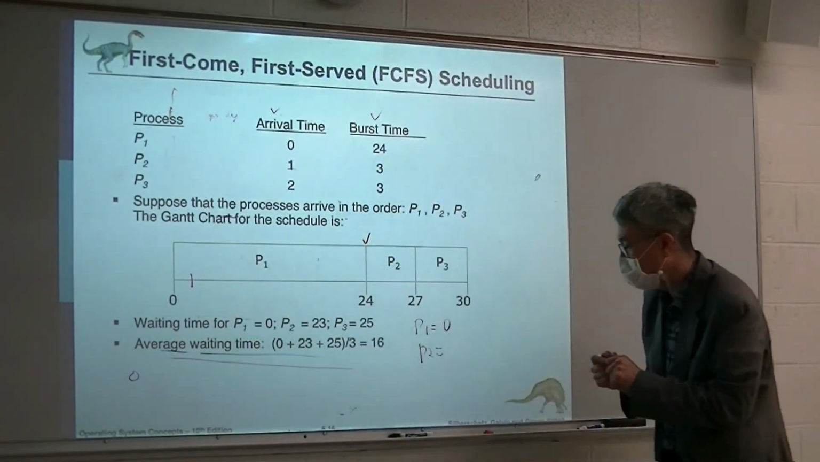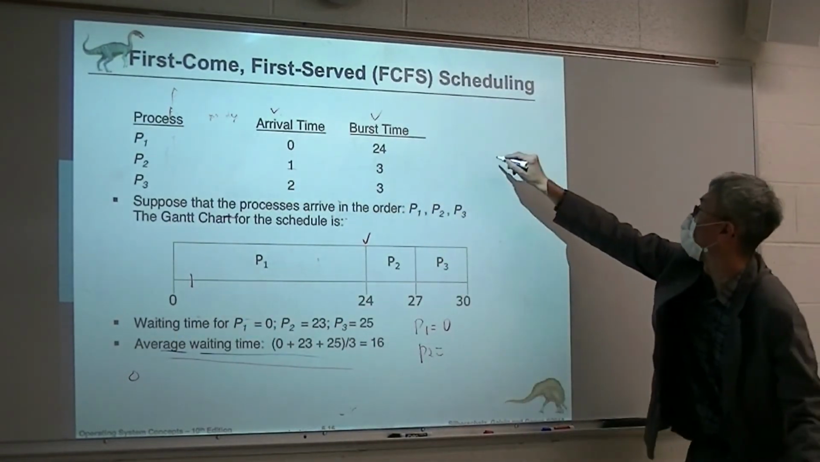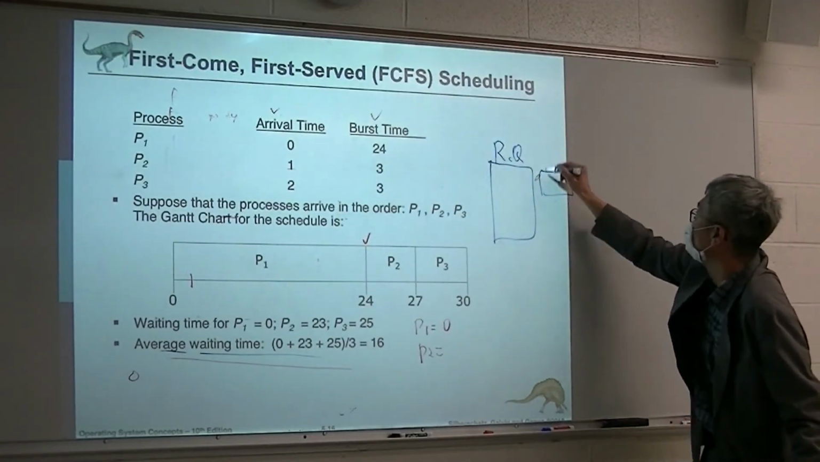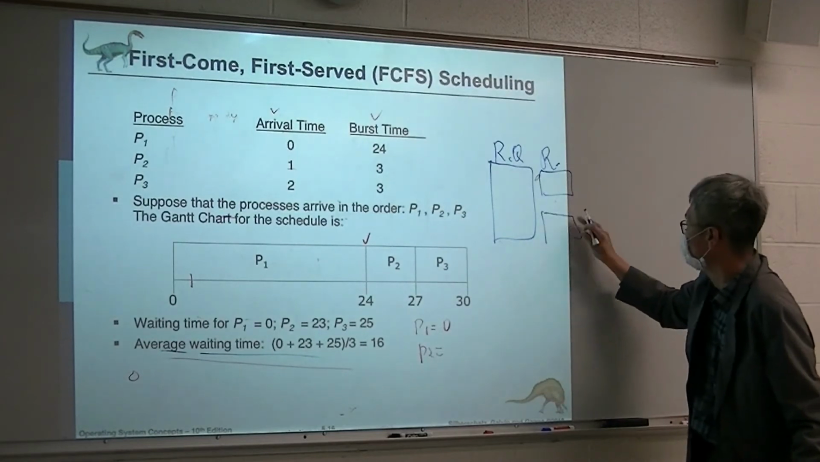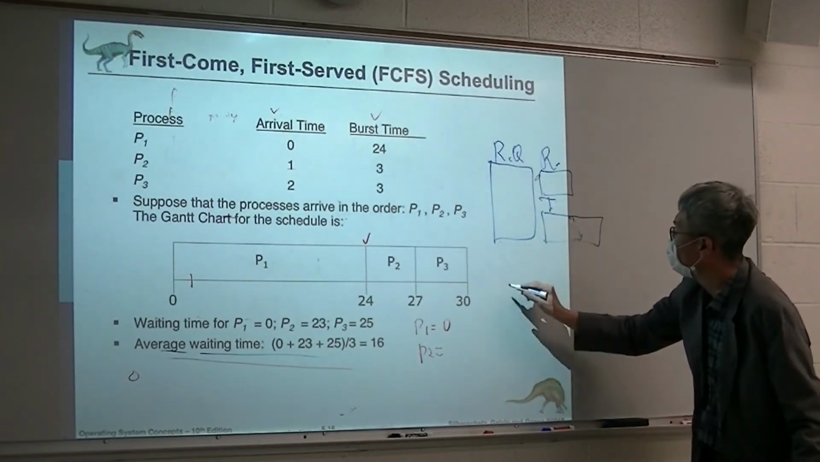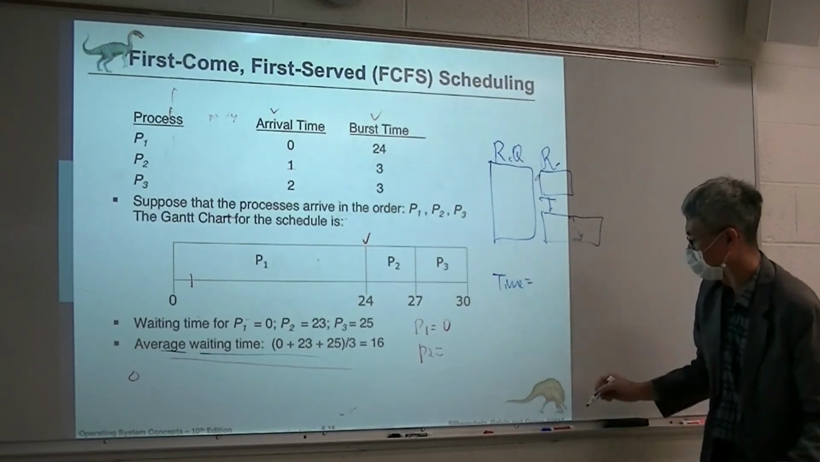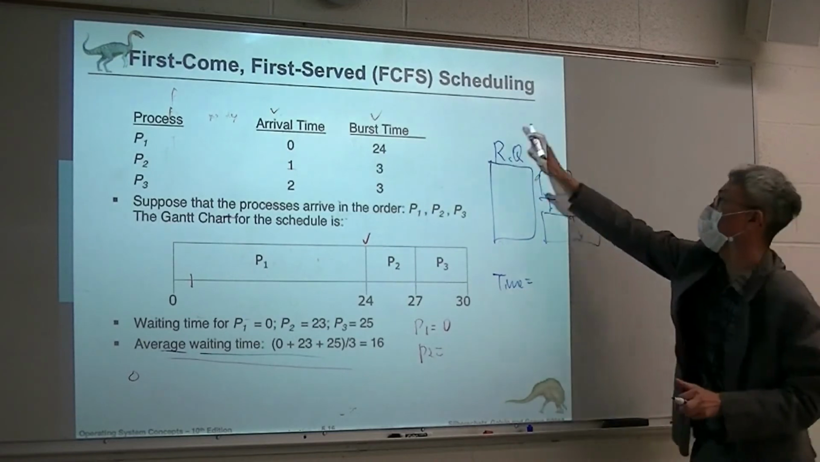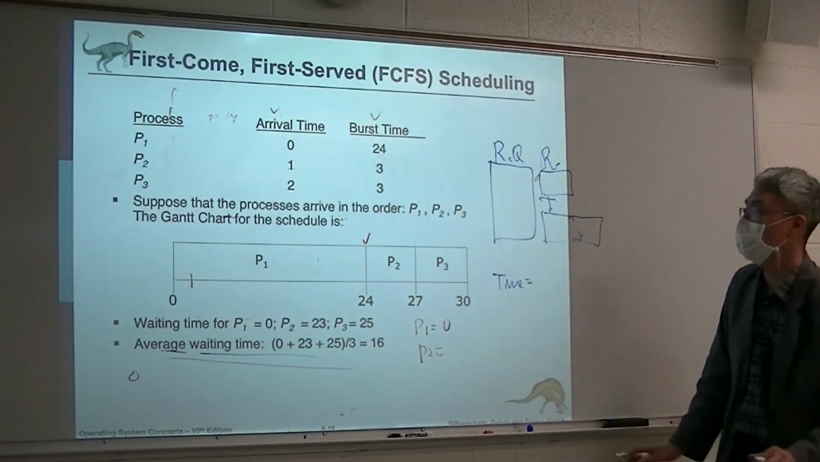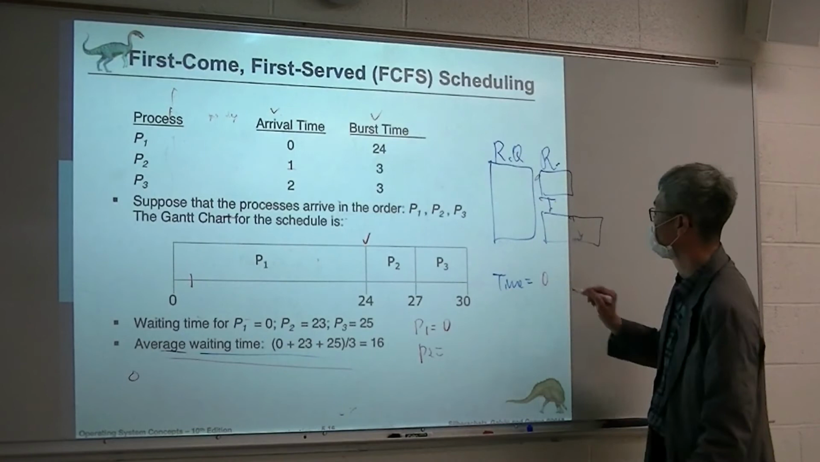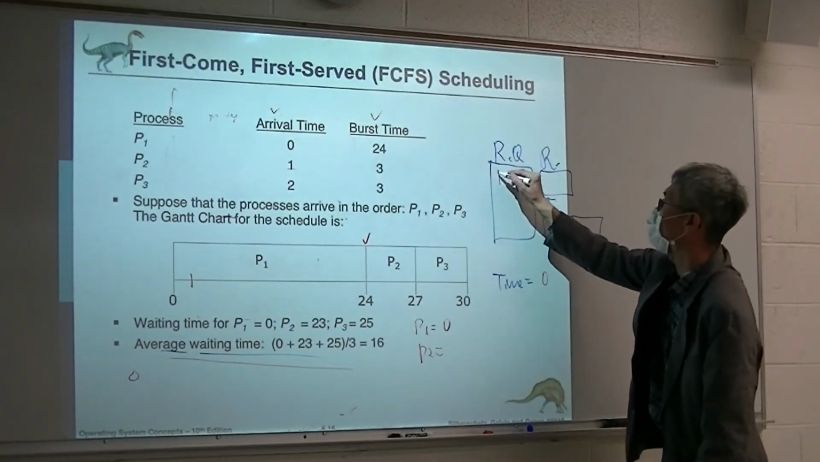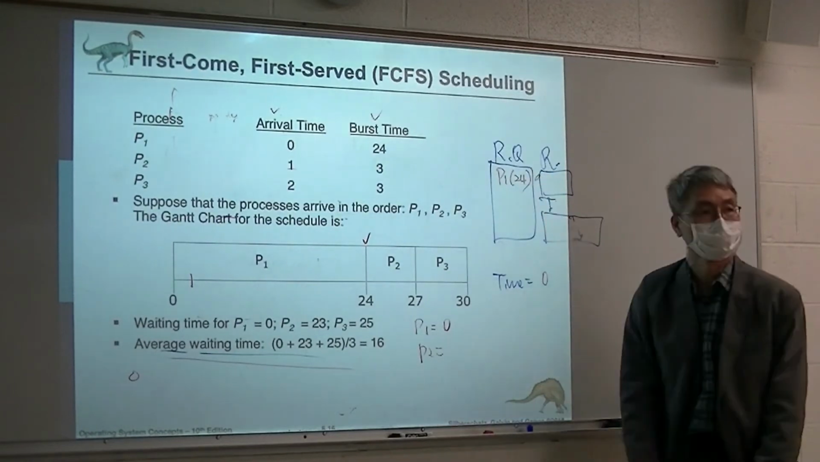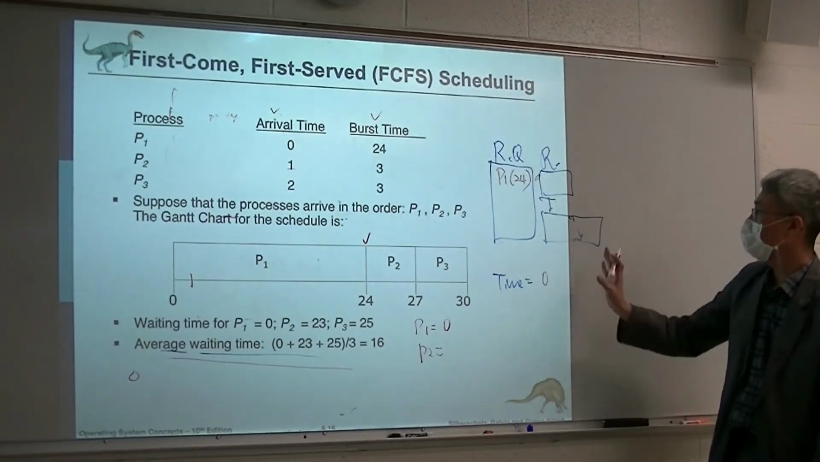So if I ask you to manage the ready queue and running and the terminate and the time, this is a good example to see how the data structure will be changed along the time. At time 0, what happened? P1 is alive with the CPU burst time 24. Okay? So it's time 0.